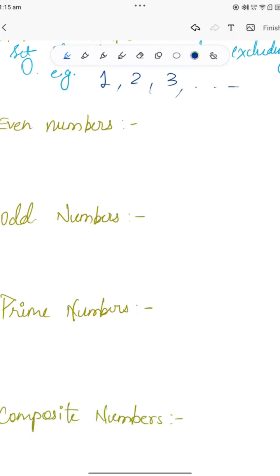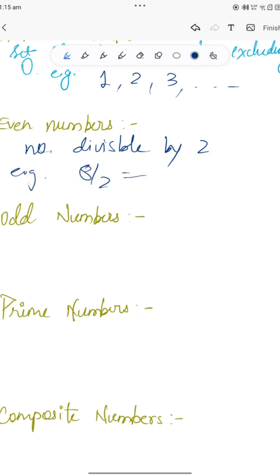Then it comes to even numbers. What is an even number? A number divisible by 2. Simple. Numbers divisible by 2 are called even numbers. For example, 8. 8 is divisible by 2. Yes, so it is an even number. Suppose 9 divided by 2. Is it divisible by 2? No, so it is an odd number.